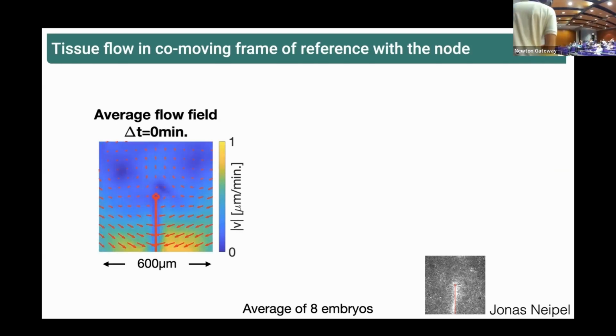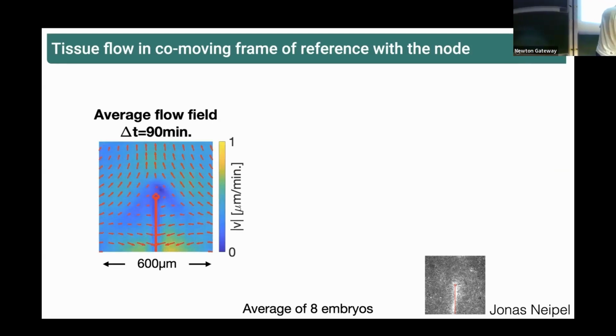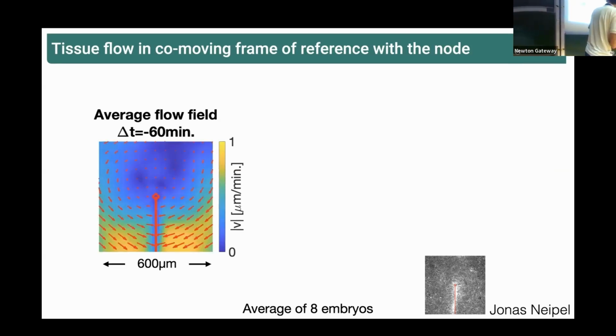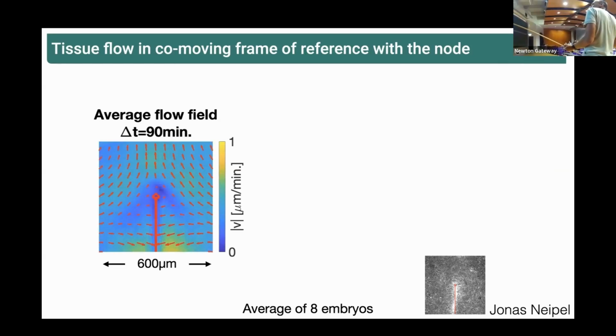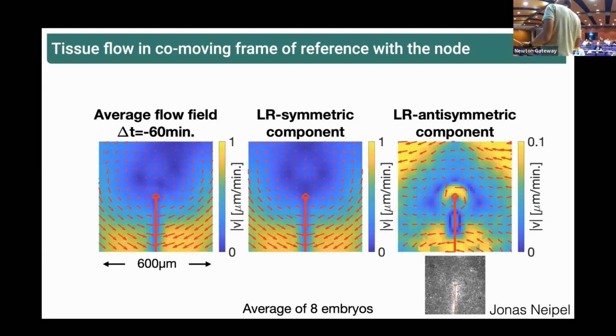Time 0 would be the onset of node retraction, and you're not really going to see it much here, but there's a slight rotatory aspect to this, particularly at the onset of node retraction. This becomes a bit more apparent if we decompose this flow field into symmetric and antisymmetric components. Here's the left-right symmetric component. There are some local flows, and of course there's convergence into the streak mainly. And here's the left-right antisymmetric component, where you can see this prominent tissue rotation just around the node.